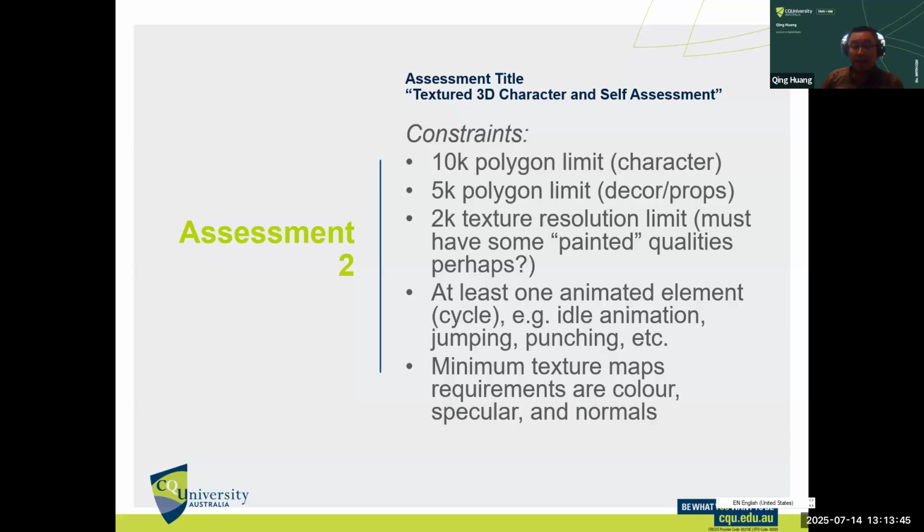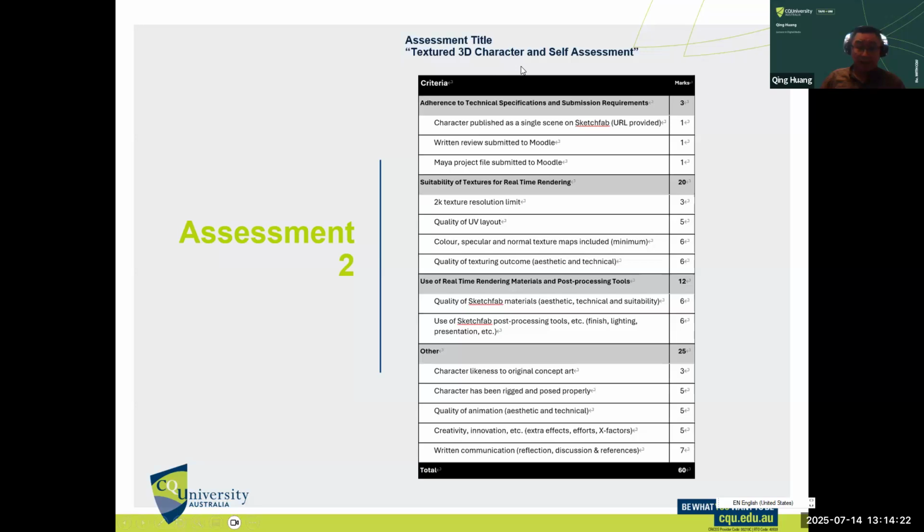It must have some kind of painted quality, and at least one animated element, like an idle animation, jump or punch, something like that. And there are minimum texture map requirements, such as color, specular, normal map, or ambient occlusion, all that sort of map. The more you incorporate into this, the better, because it makes the surface quality richer. So that's the constraint.